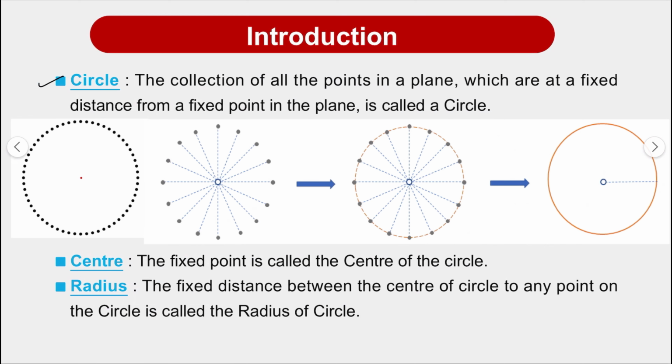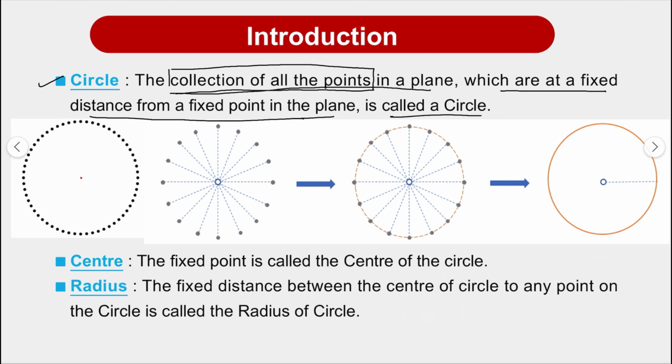A circle is simply the collection of all the points in a plane which are at a fixed distance from a fixed point in the plane. Okay, simply it is the collection of the points. You can understand with the figure. We have a fixed point here, this red dot. This is the center of the circle.